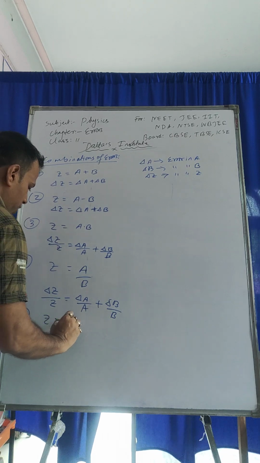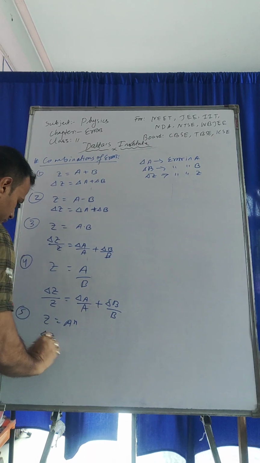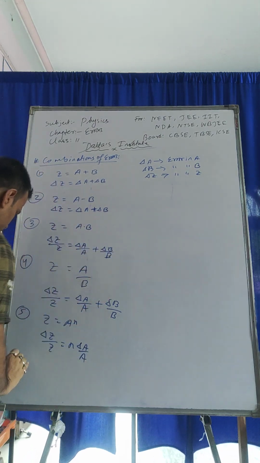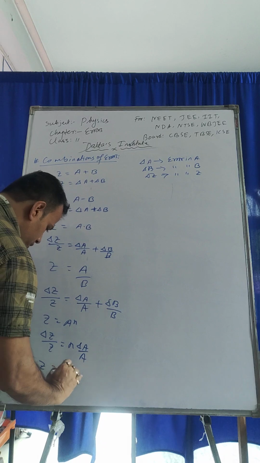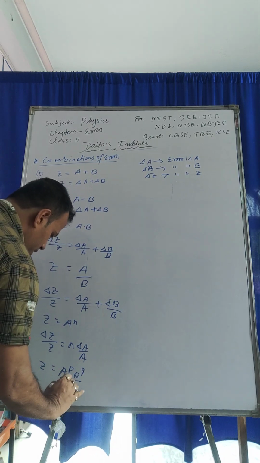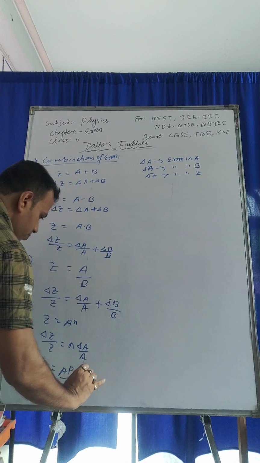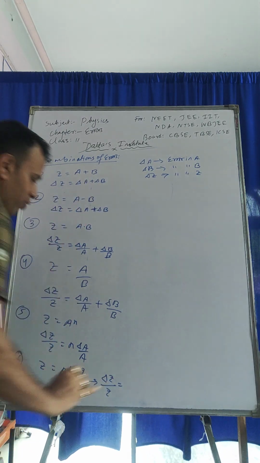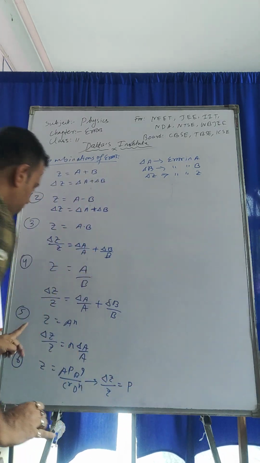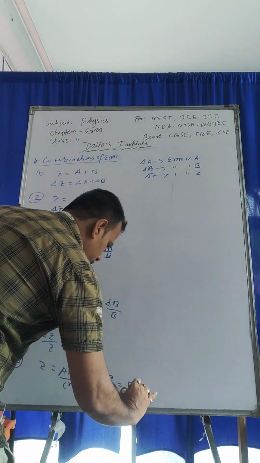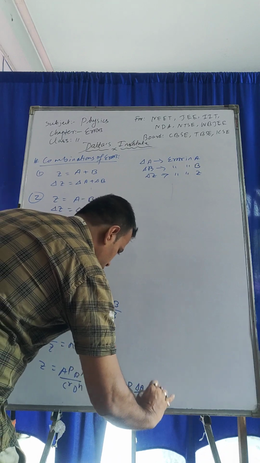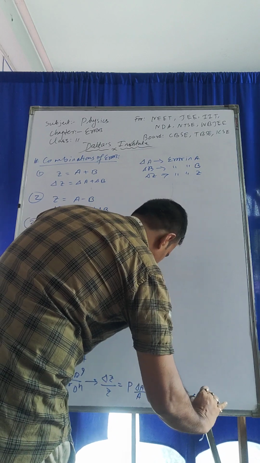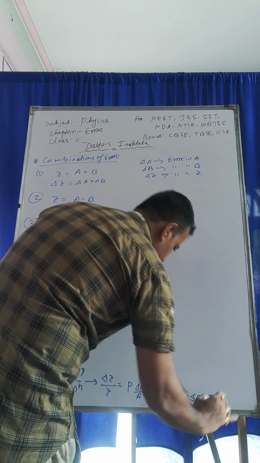Now, if z is equal to a to the power n, in that case delta z by z will be n into delta a by a. Now number 6, if z is equal to a to the power p, b to the power q, c to the power r, and d to the power n, in that case the powers come out in front, so delta z by z is equal to p into delta a by a plus q into delta b by b plus r into delta c by c plus n into delta d by d.